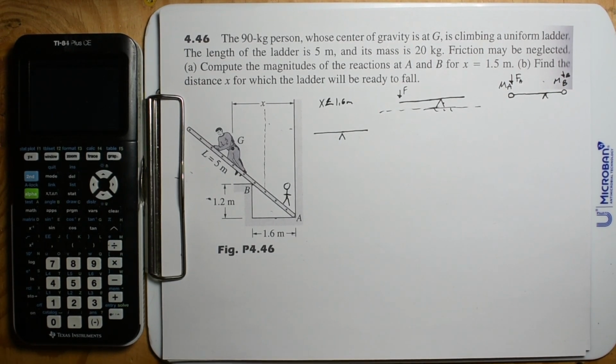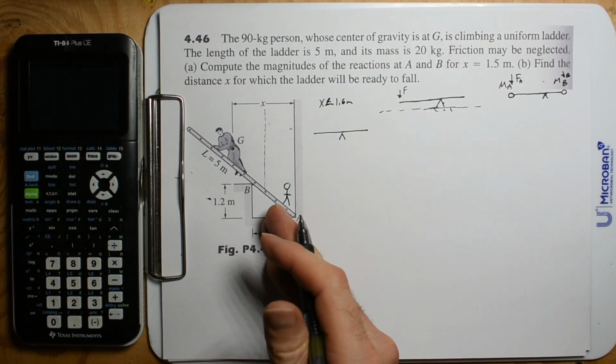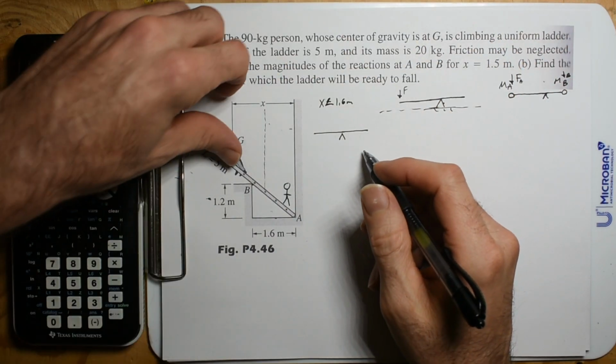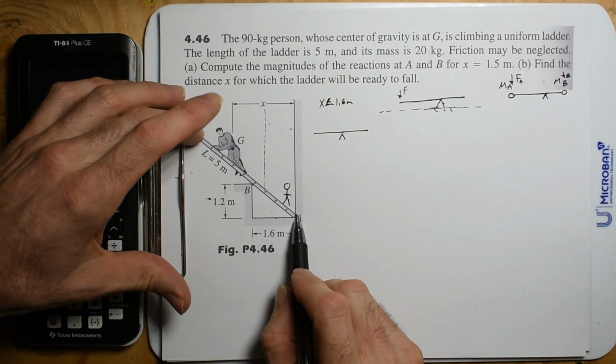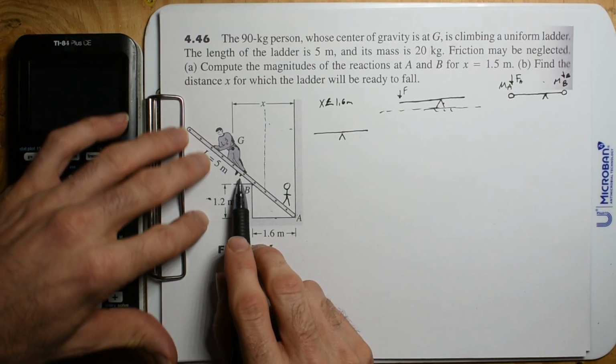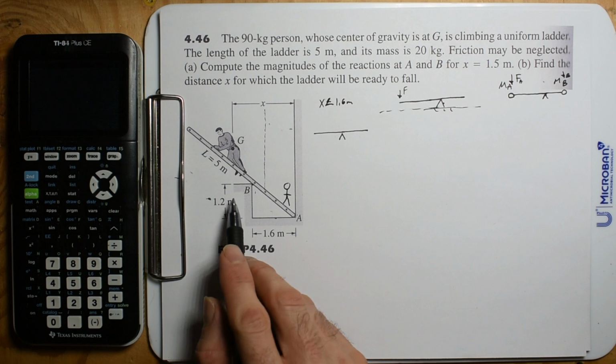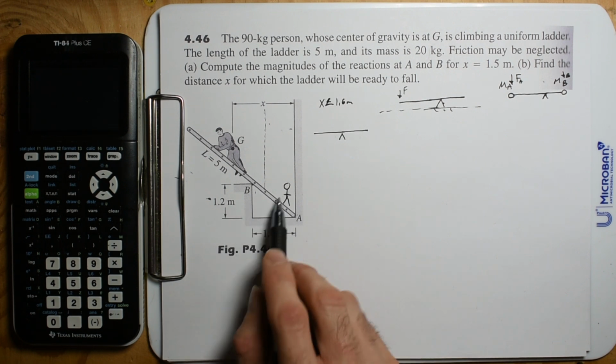Alright, so what I want to do is set up the problem where the guy is just out of the equation. We just have the weight of the ladder, and even with this configuration, with this triangle, this is going to be a 3, 4, 5.